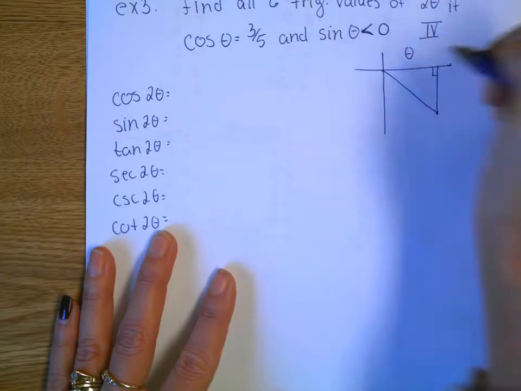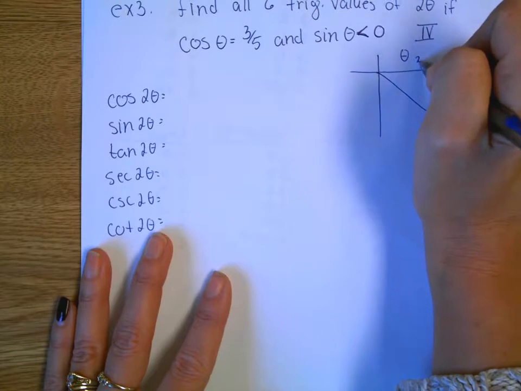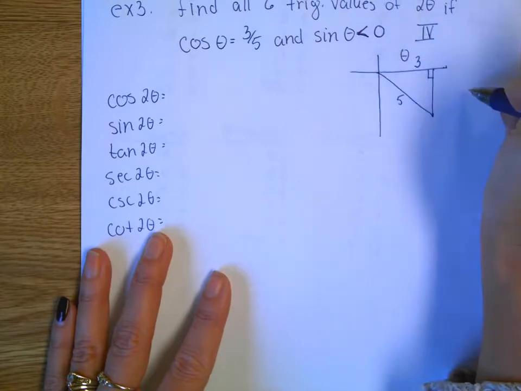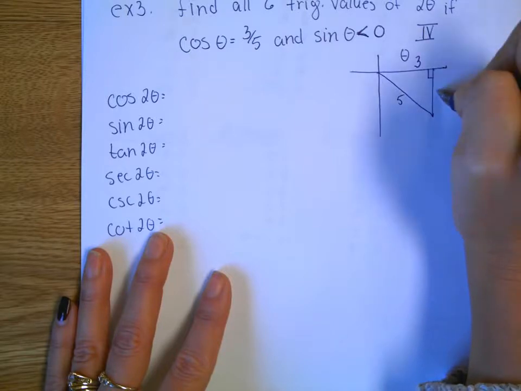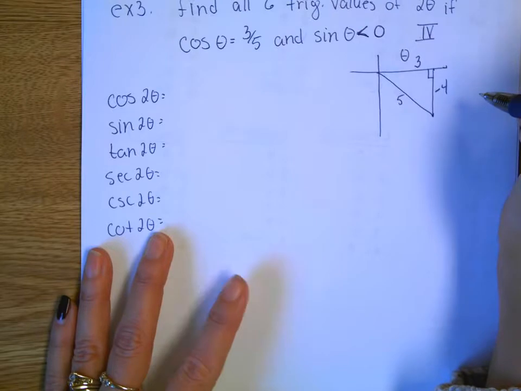So this is my angle theta. It's in quadrant 4, and I know the cosine is 3/5. What does that make my missing side? -4. You should be picking up on 3, 4, 5. Nice job, Austin.